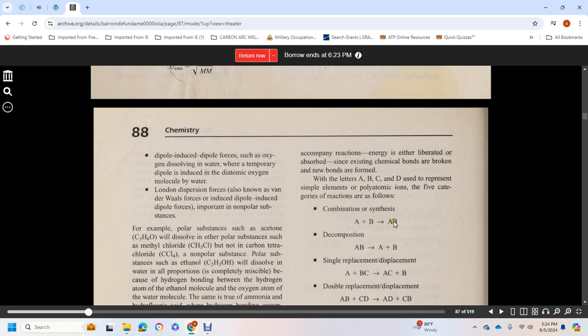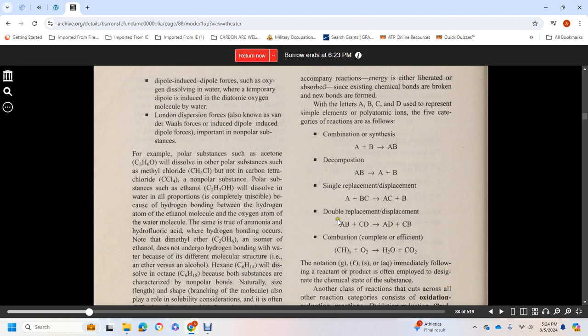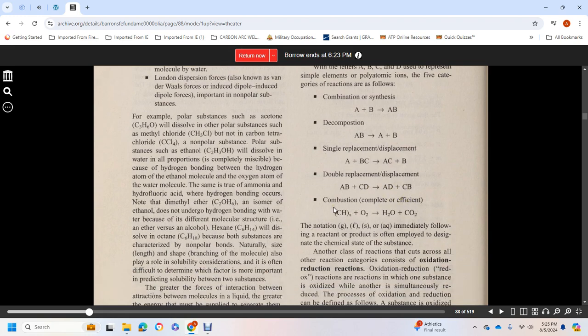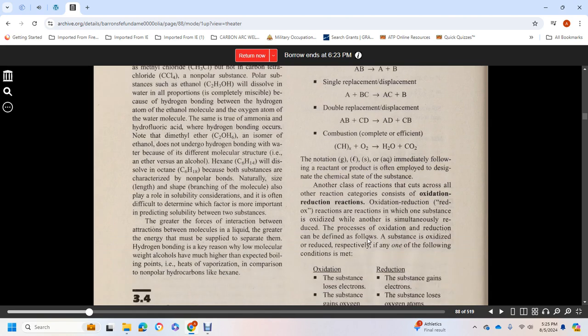Combination, or synthesis: A plus B results in AB. Decomposition: AB results in A plus B. Single replacement, or displacement: A plus BC results in AC plus B. Double replacement, or displacement: AB plus CD results in AD plus CB. And combustion: a hydrocarbon plus oxygen results in water and carbon dioxide. Note that g, l, s, and aq are often included with the reacting products to designate the chemical state of the substance.